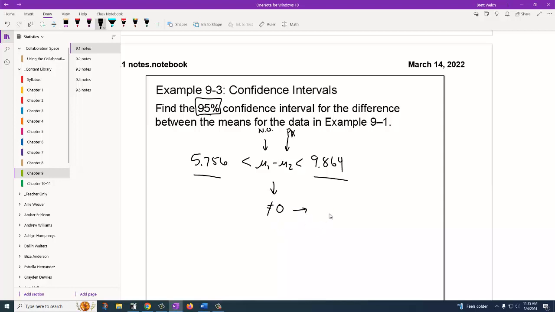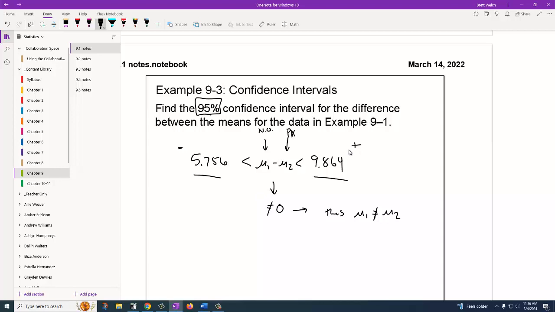The implication is that mu1 cannot equal mu2. There is no way that they could be equal to each other. So that would tell me I have to reject the null hypothesis. Rather than using the p-value method every time, we can also use the confidence interval to tell us if it's statistically reasonable to believe that they're equal. If they were actually equal, then this number here would have to be negative and this number here would have to be positive, so that 0 could fit between them.